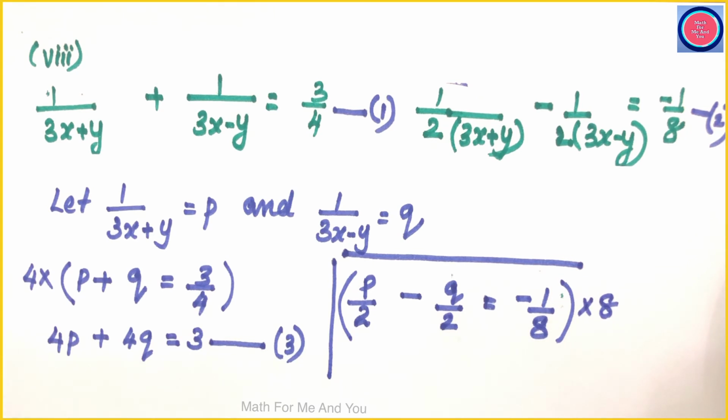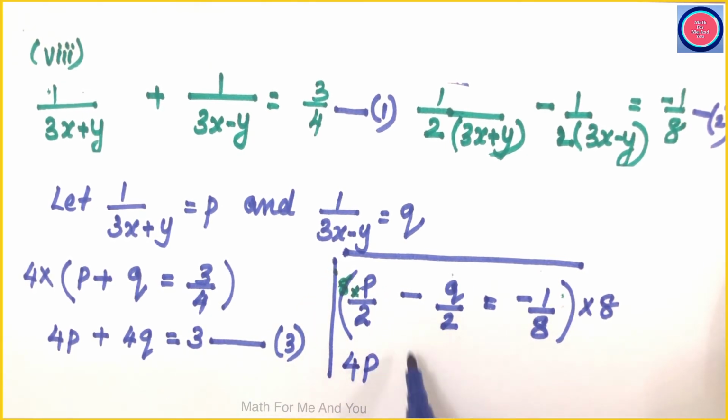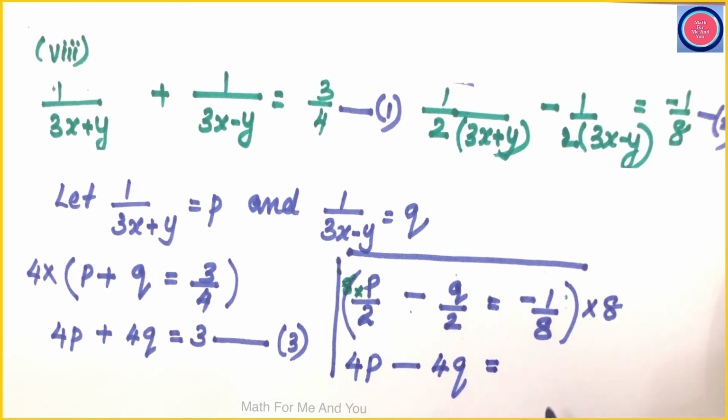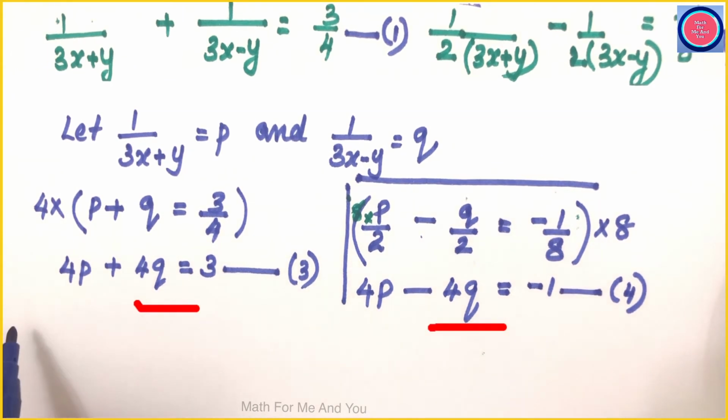So first term when we multiply with 8, 8p over 2. 8 and 2 we can cancel, so we get 4 over there. 4 times p, it is 4p, minus same cancellation, 8q over 2 is 4q, equals 8 and 8 cancel, only minus 1 there. Now we get a new equation. Let it be equation number 4. Look at the coefficients. Coefficient of q, we can see it is minus 4q and plus 4q. So if you just add these two equations, we can eliminate q.